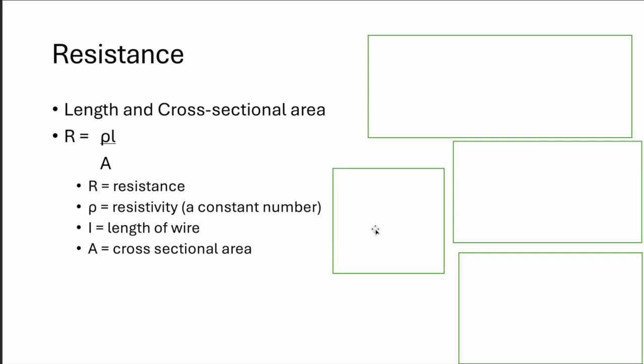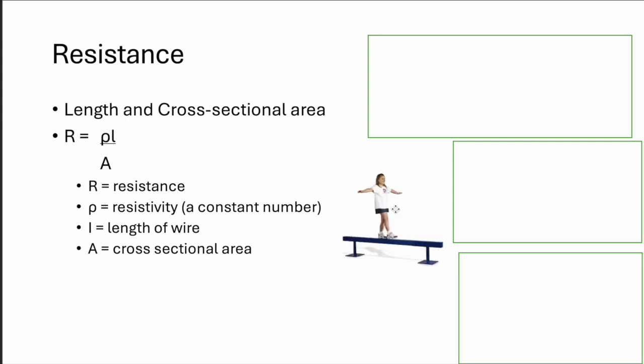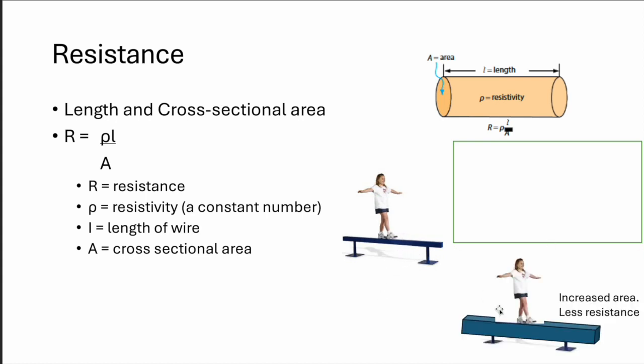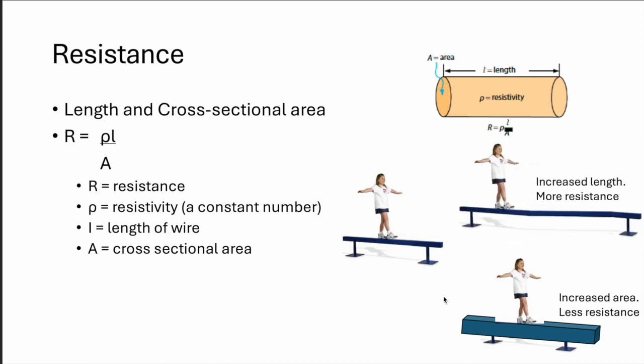For this concept, usually I teach students to imagine yourself playing in the playground, walking on a balancing beam. The resistance equals rho L over A. L stands for length, and A is for cross-sectional area. If the balancing beam is very thin, it's very difficult to walk, so it's high resistance. If the balancing beam is fatter, thicker, then it's easier to walk, less resistance. If the balancing beam is very long, it's difficult to walk. If it's very short, it's easier to walk, less resistance.